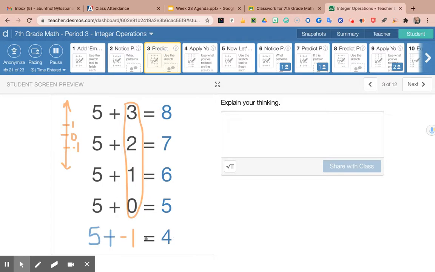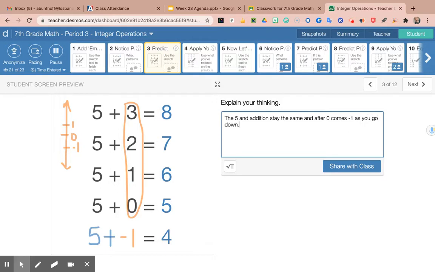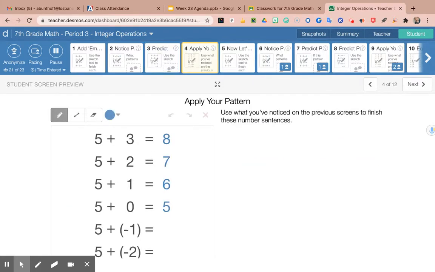So you should write your expression and then explain your thinking. So you could say something like the 5 and addition stay the same, and after 0 comes -1. So that's just an idea to help you. So explain your thinking. How do we know that this is true? Well, the 5 stayed the same, the addition stayed the same, and the second number was going down. So after 0 comes -1. All right, feel free to pause anytime.